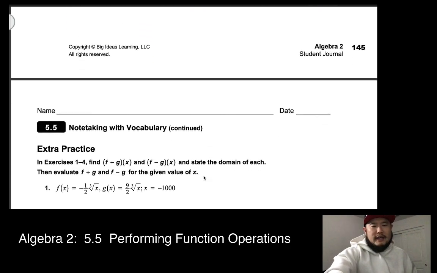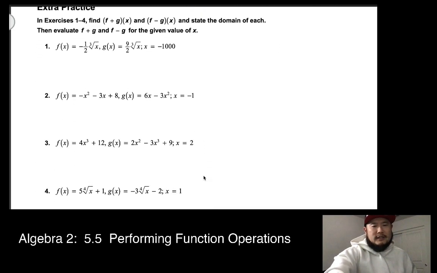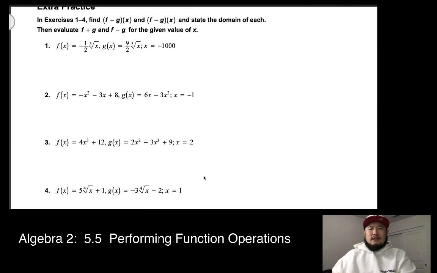Let's take a look at some of these questions. We want to do two things in numbers 1 through 4. First, you're going to add f plus g of x, and secondly, you're going to subtract f minus g of x, and then also state the domain of each. So let's go ahead and do that. The first part is we're going to add the functions f and g. I'll go ahead and start off right here.